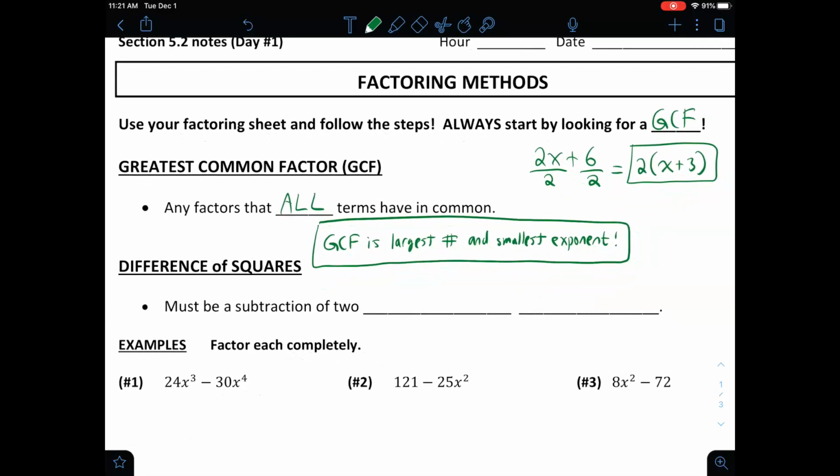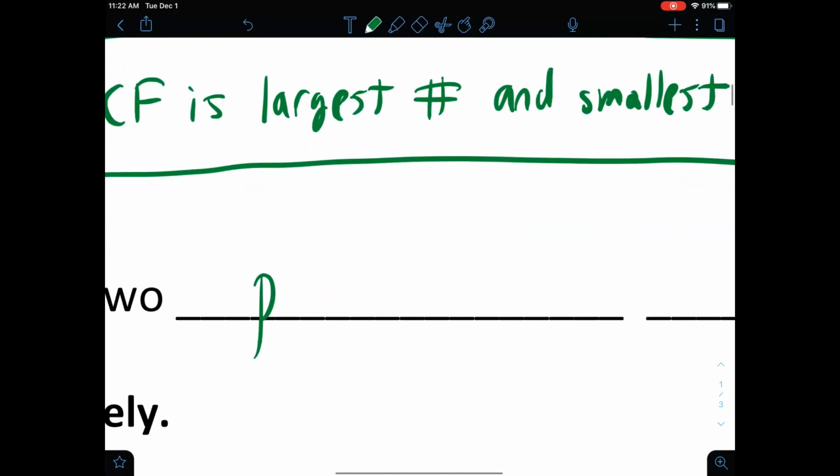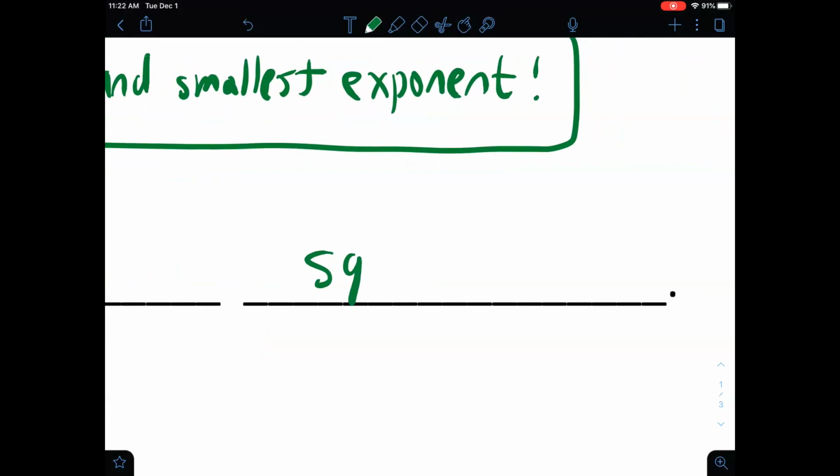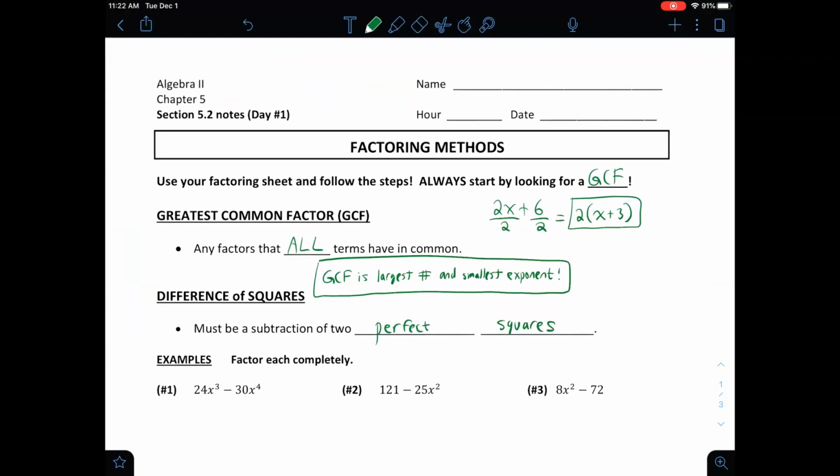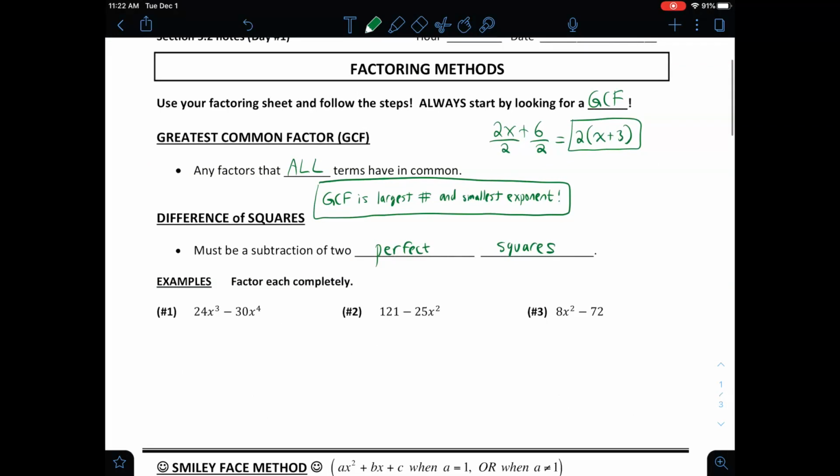All right, moving on. A difference of squares must be a subtraction of 2 perfect squares, like we talked about. Difference means subtraction. Difference of 2 perfect squares is a subtraction of 2 perfect squares. All right, so we have some examples here. Let's go ahead and do these examples.